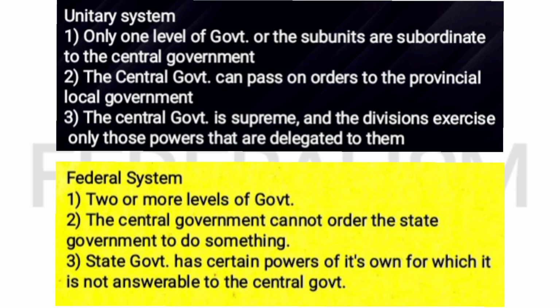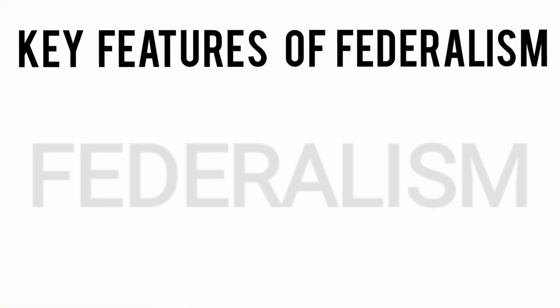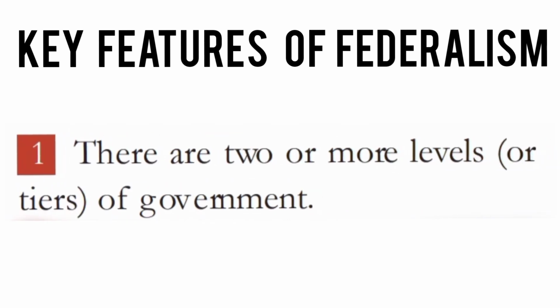In the unitary system, the central government is supreme and the divisions exercise only those powers that are delegated to them. While in the federal system, state government has certain powers of its own for which it is not answerable to the central government. Key features of federalism. First one, there are two or more levels or tiers of government, means there are two or more divisions like central government, state government, local government, etc.